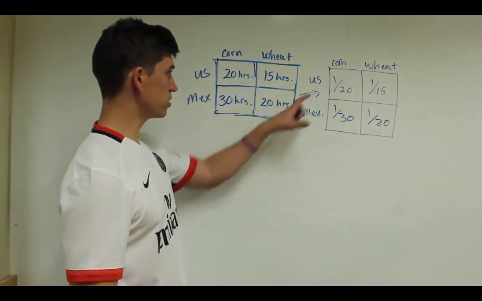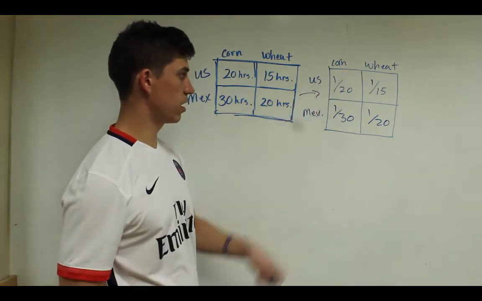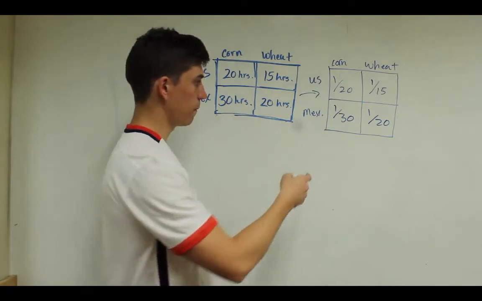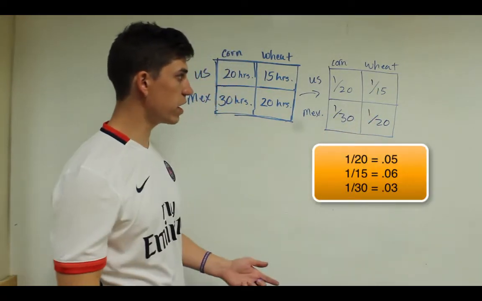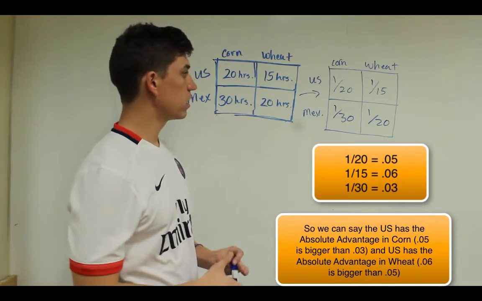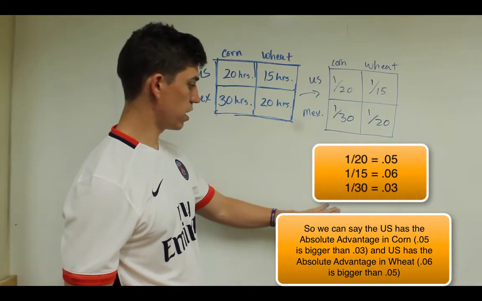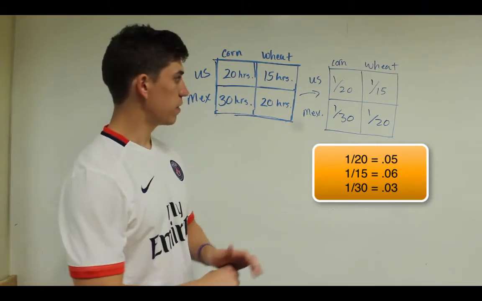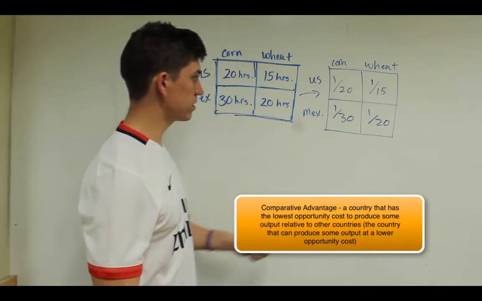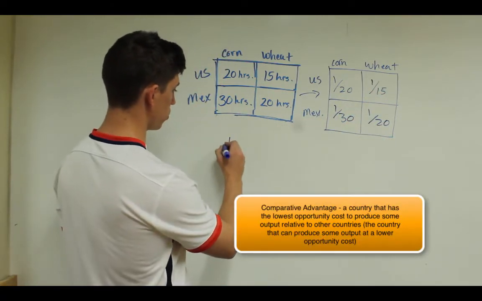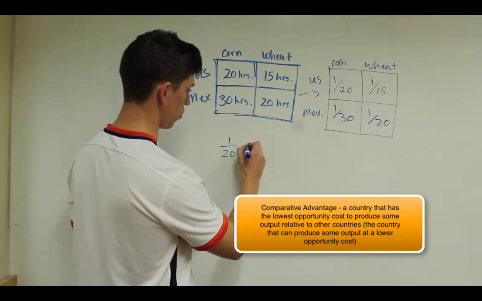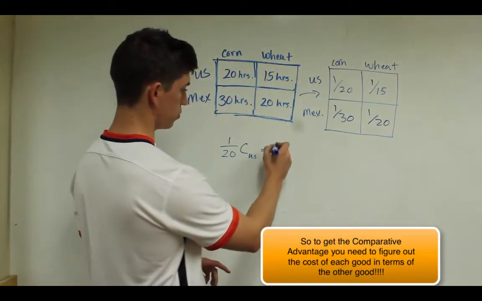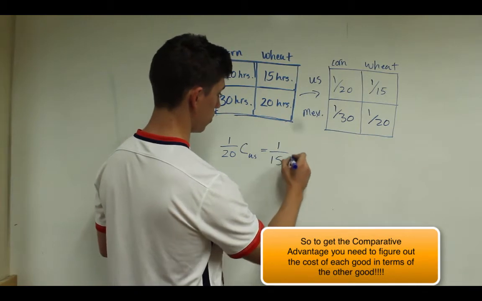So again, we can still see that in product terms the US has an absolute advantage in both, because in 1 hour they produce 1/20th, which is bigger than 1/30th, and they produce 1/15th, which is bigger than 1/20th. The US has the absolute advantage in both goods. Now if we want to find who has the comparative advantage in one good, because remember the US isn't going to have the comparative advantage in both goods, this is a much easier form to work with. So in 1 hour the US can produce 1/20th corn, I'll call it corn US, or also in 1 hour they can produce 1/15th wheat US.